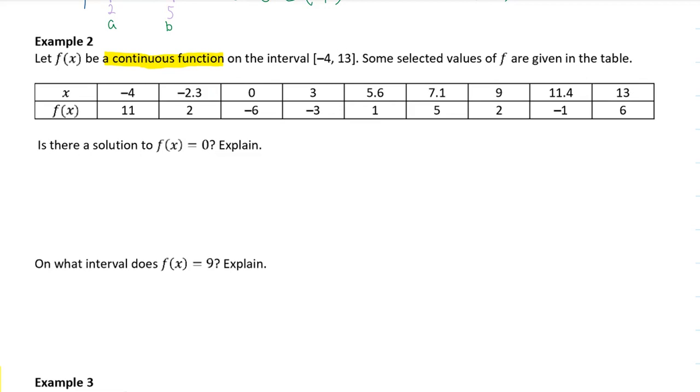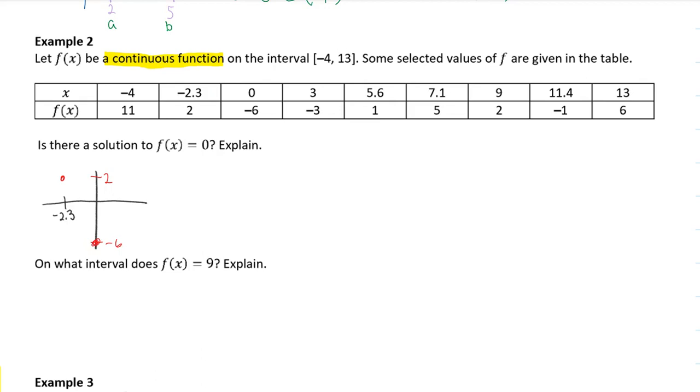From -2.3 to 0, my graph goes from a value of 2 to a value of -6. So again, let me give you a little picture of what we're looking at here. I'm just going to call this -2.3, and it's telling me that my graph is up here somewhere at 2. And then I'm going to 0, all the way down to -6. So I'll just put -6 down here, and we'll put a point right there.